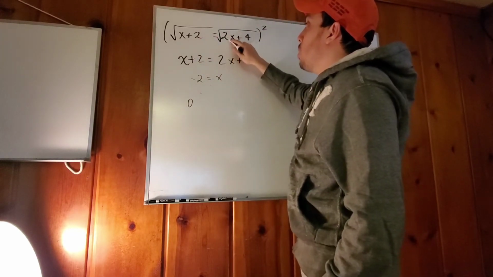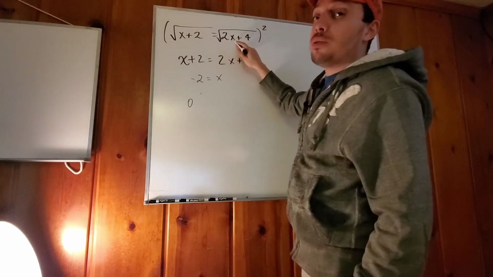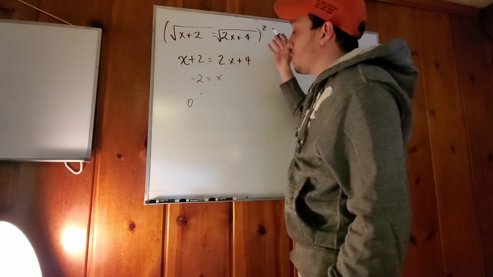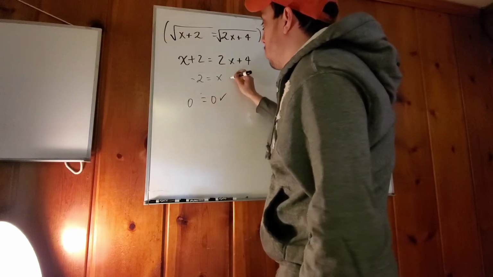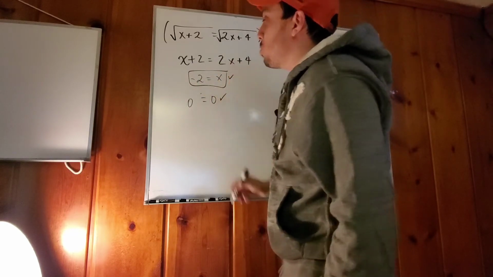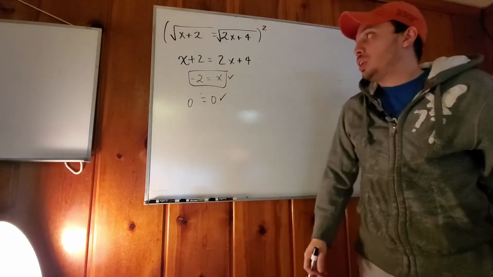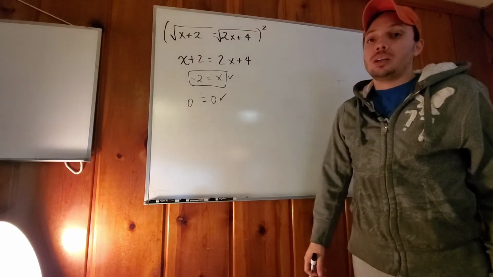And then in here, what is 2 times negative 2? 2 times negative 2 is negative 4. Negative 4 plus 4 is going to be 0. The square root of 0 is 0. Boom, I got it right. This is the first part of example number 3.